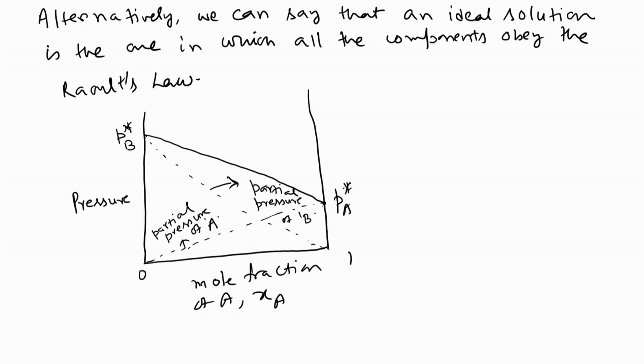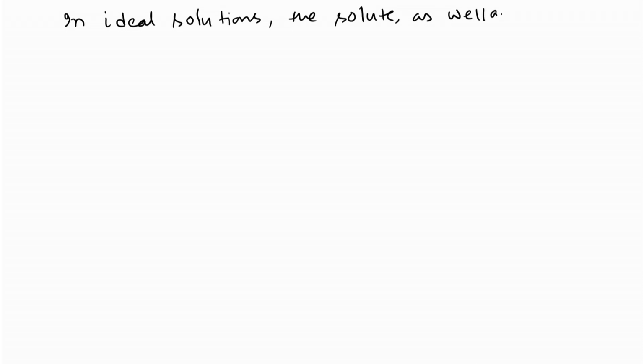And total pressure is this one. This is nothing but total pressure P is PA plus PB. Okay. So, how total pressure is changing as we change the composition of the mixture. In ideal solutions, the solute as well as the solvent obeys Raoult's law.